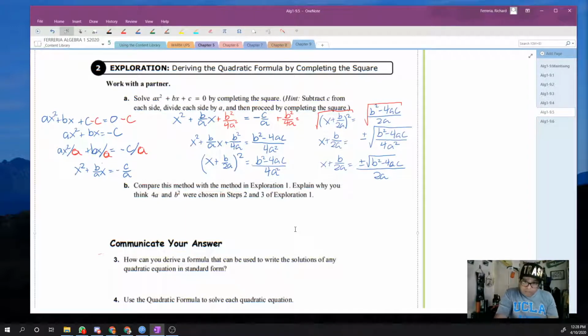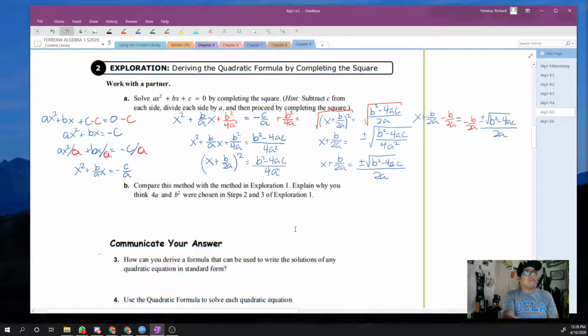And boy, you're lucky you don't have to reproduce this on your own. Next, subtract b over 2a from both sides, and that's really going to finish it off. So if I subtract b over 2a from both sides, I get this equation right here, which is negative b plus or minus the square root of b squared minus 4ac, over 2a.